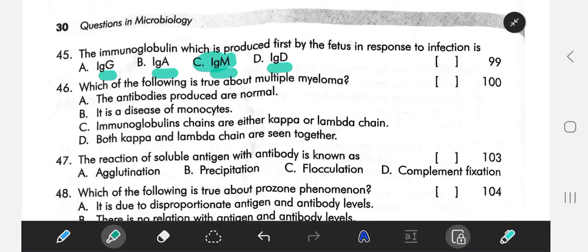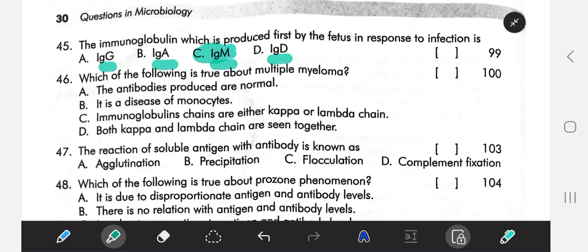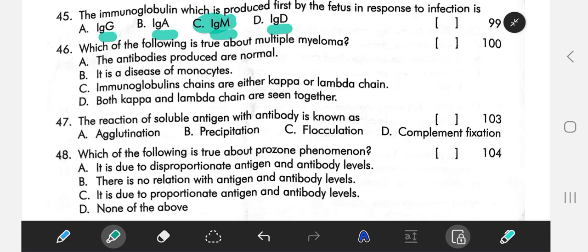Question number 46. Which of the following is true about multiple myeloma? Option A. The antibodies produced are normal. B. It is a disease of monocyte. C. Immunoglobulin chains are either kappa or lambda chain. D. Both kappa and lambda chain are seen together. Answer will be C.